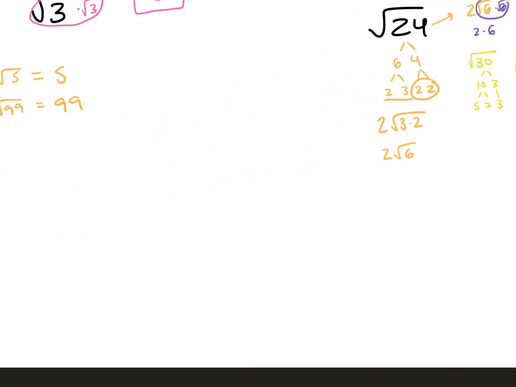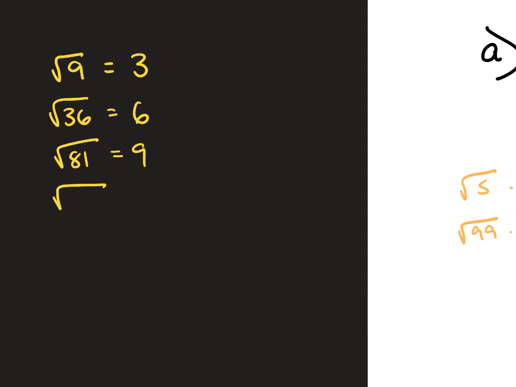One more thing I wanted to mention about radicals is make sure you are familiar with perfect squares. So if I had, let's say, the square root of 9, what would that be? 3. What about the square root of 36? 6. What about the square root of 81? 9. What about the square root of 121? 11. What about the square root of 144? 12. Awesome. So just make sure you're familiar with perfect squares because that'll save you time on the test.